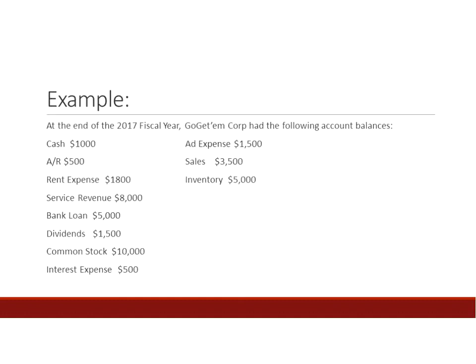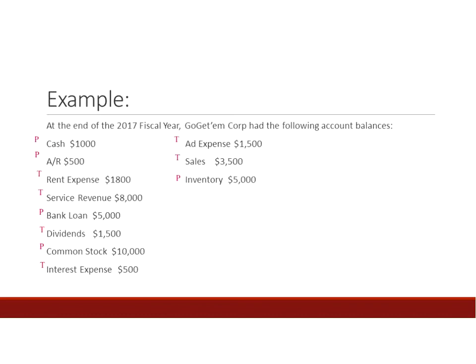So cash would be a permanent account as an asset. Accounts receivable, permanent. Rent expense, temporary. Service revenue, temporary. Bank loan, permanent. Dividends, temporary. Common stock, permanent. Interest expense, temporary. Advertising expense, temporary. Sales, temporary. Inventory, permanent. Okay, so now let's work through the steps of our closing balance.